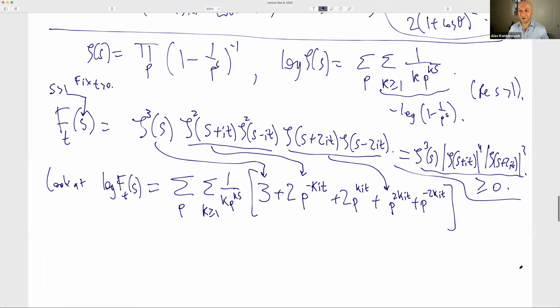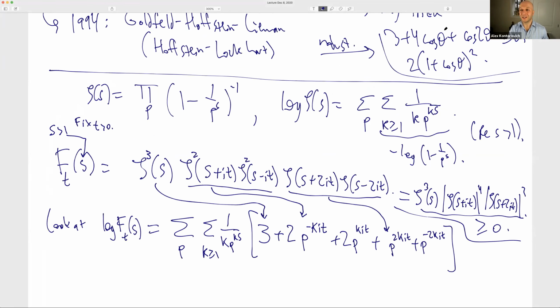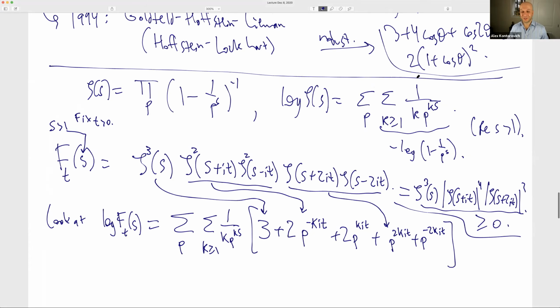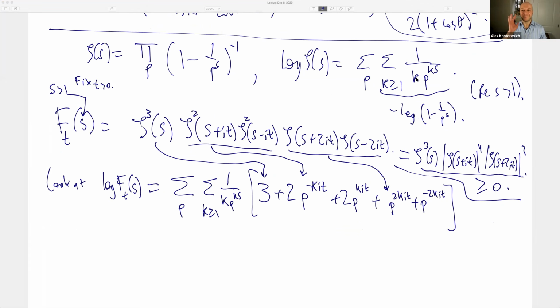And here is the miracle, which is the analog of this Hadamard-de la Vallée Poussin idea, is to make something a square. The easiest way to tell something is positive is that it's a square. Squares of real numbers are positive. Let's look at 1 plus p to the it plus p to the minus it, norm squared. Norm squared, of course, I mean this times its conjugate. But actually it's already real, so it's just the square.